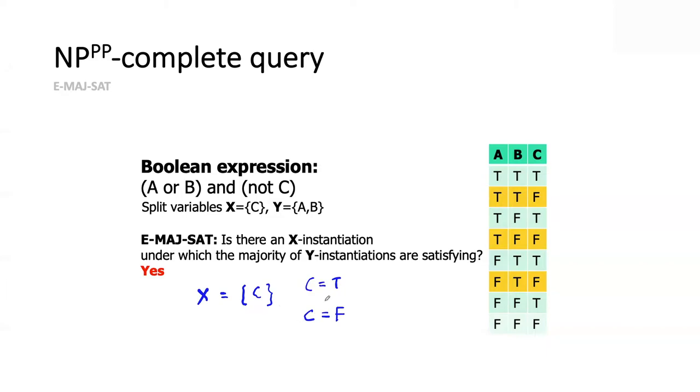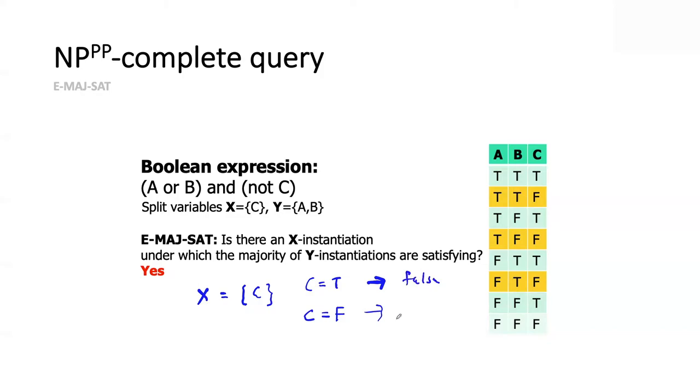Under which, what does under which mean? That is, if you take this formula and condition it on C equals true, you're going to get a formula over only the variables A and B, and similarly here, right? In fact, let's go ahead and do that. What happens if I condition this formula on C equals true? What do I get for the formula? Can someone type in what I should get in that case? If I condition this formula on C equals true, people are saying false, and that is correct.